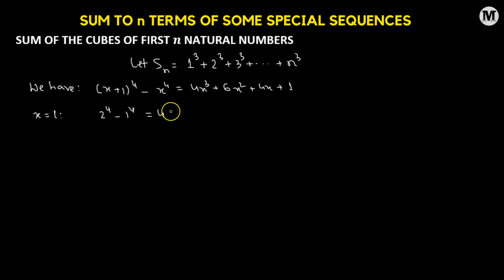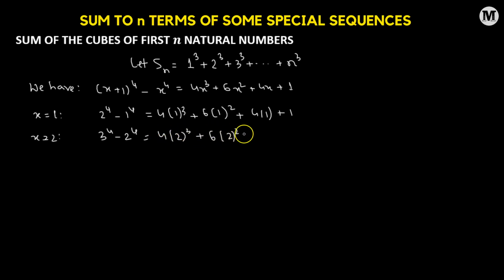This will be equal to 4 times 1 cubed added to 6 times 1 squared plus 4 times 1 plus 1. x equals 2. So that's going to give us 2 plus 1, so that's 3. We have 3 raised to the power of 4 minus 2 raised to the power of 4. That will be equal to 4 times 2 raised to the power of 3 plus 6 times 2 raised to the power of 2 plus 4 times 2 added to 1. Let's take x equals 3. So we have 4 raised to the power of 4 minus 3 raised to the power of 4 equal to 4 times 3 raised to the power of 3 added to 6 times 3 squared added to 4 times 3 plus 1.